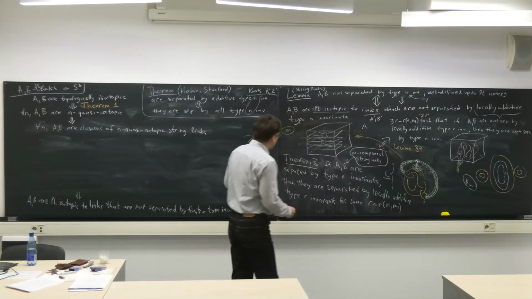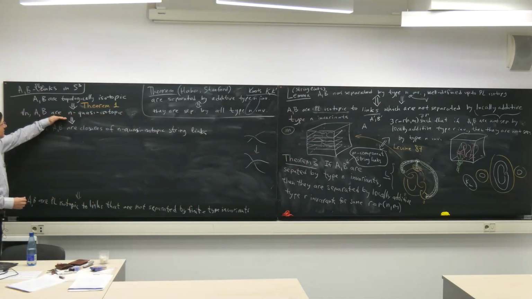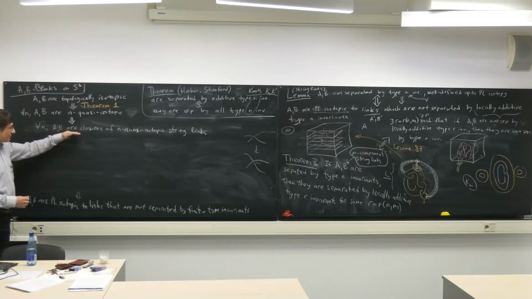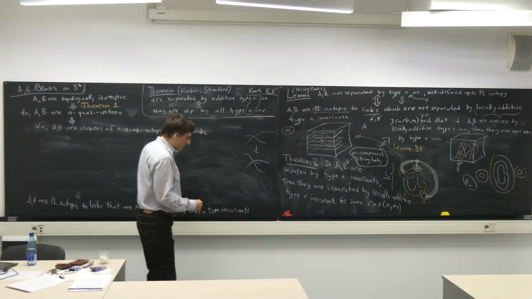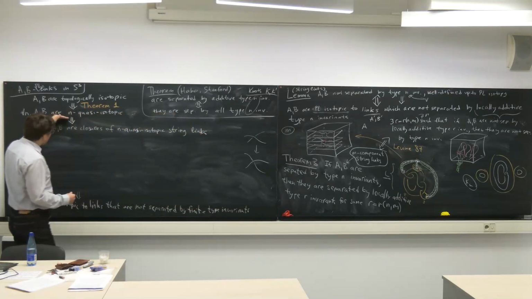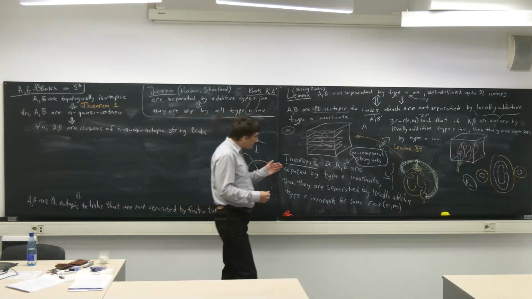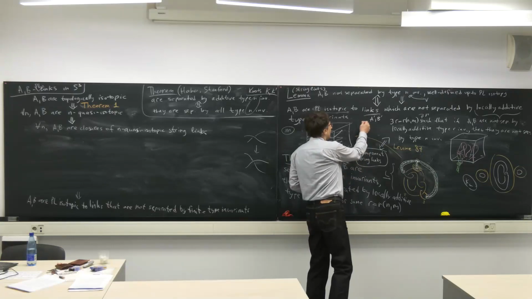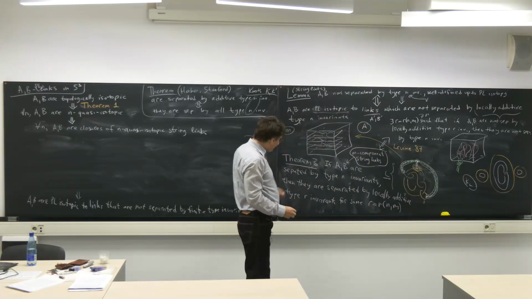So now I want to prove that if A and B are n quasi-isotopic, then for all n there are closures of n quasi-isotopic string links. I can fix n. Yes, if they are n quasi-isotopic, then there are closures of n quasi-isotopic string links. So I represent my link A as the closure of a string link.